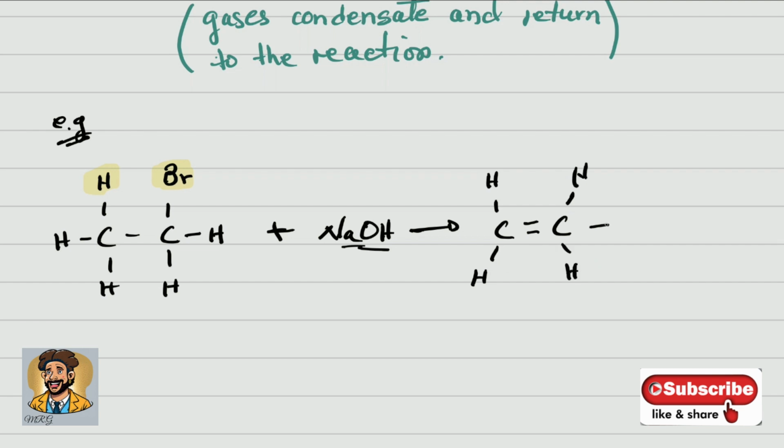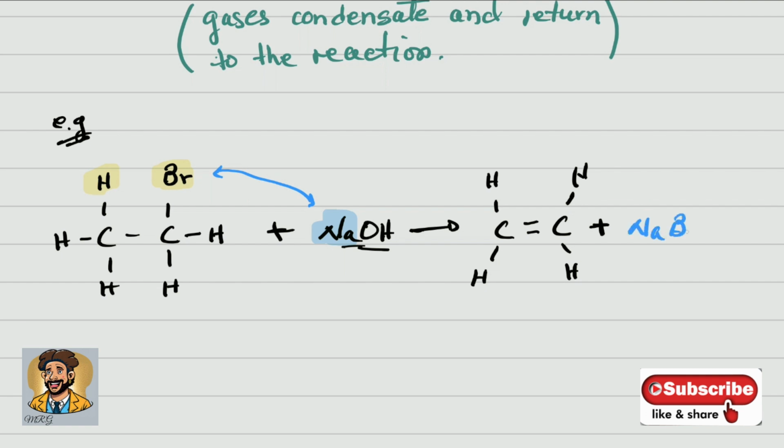Alright, now what is the other compound involved in the product? Sodium. This sodium here is going to break from the OH and is going to get attached to the bromine. So these two are going to get attached and they will form sodium bromide.